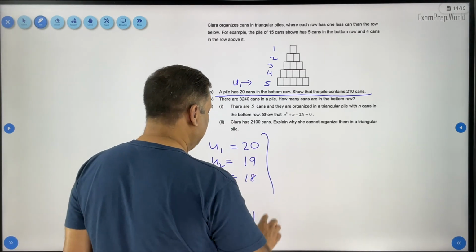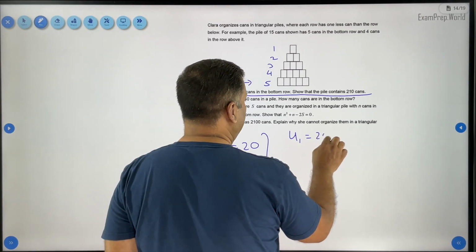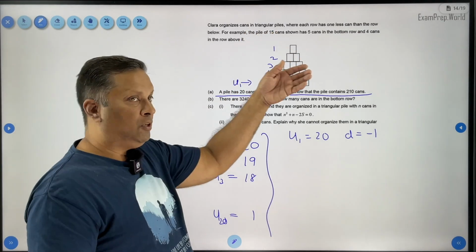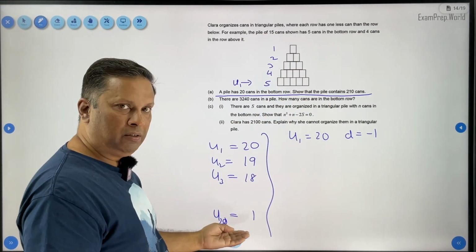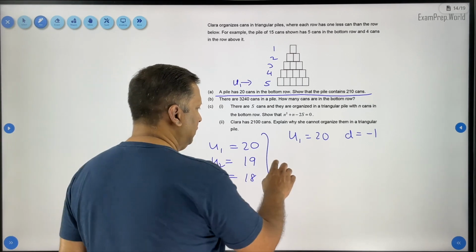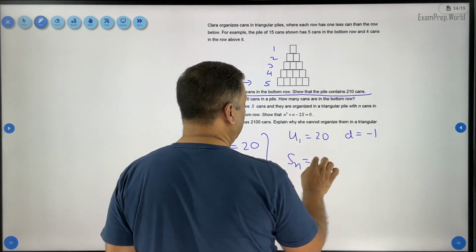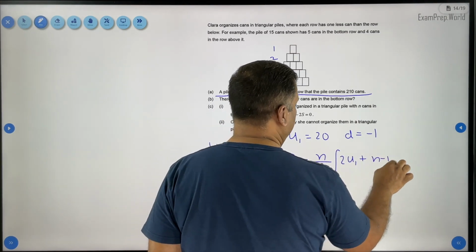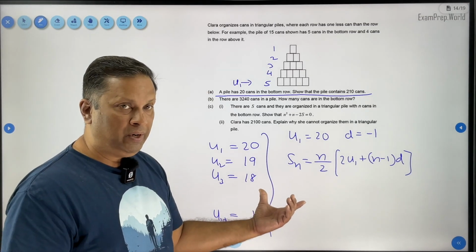So what are we doing? What kind of sequence is this? What is our U1? U1 is 20 and D is -1. How many rows are there for the pile where 20 cans are in the bottom row? Obviously 20. So we have to find S20. What is the SN formula? I will write the formula for you. SN is equal to N by 2 times (2 times U1 plus N minus 1 times D). This is the formula for SN. What we have to find is S20.